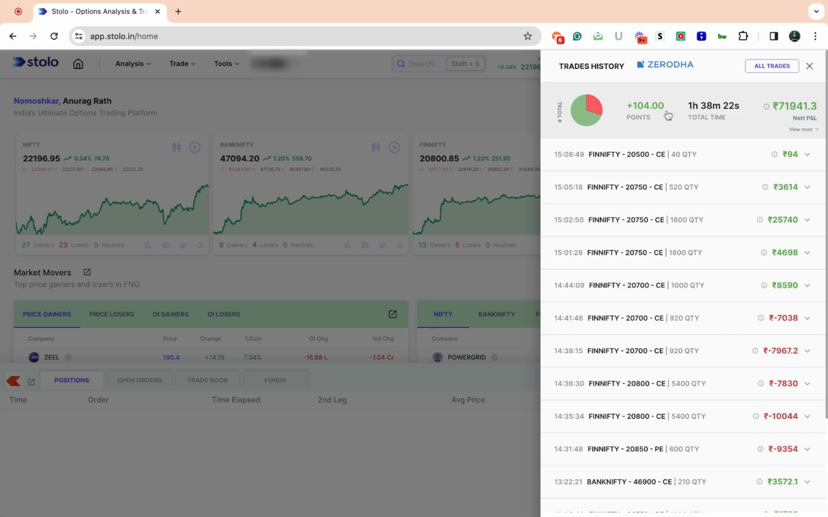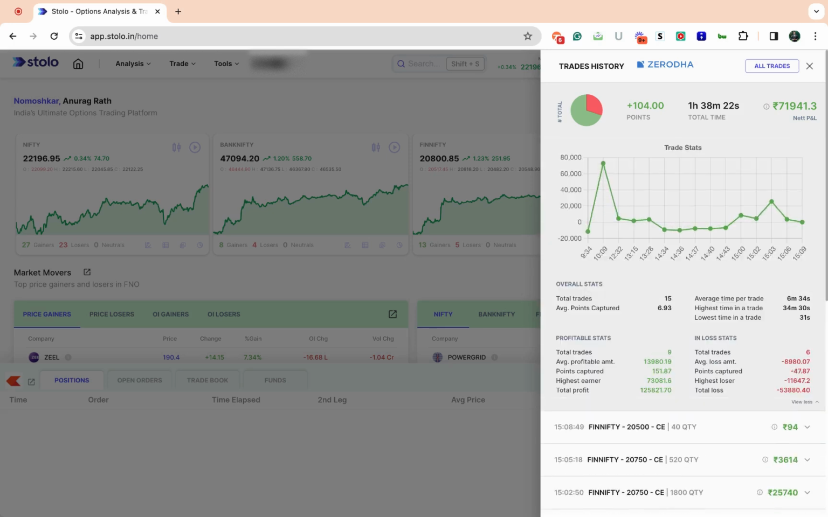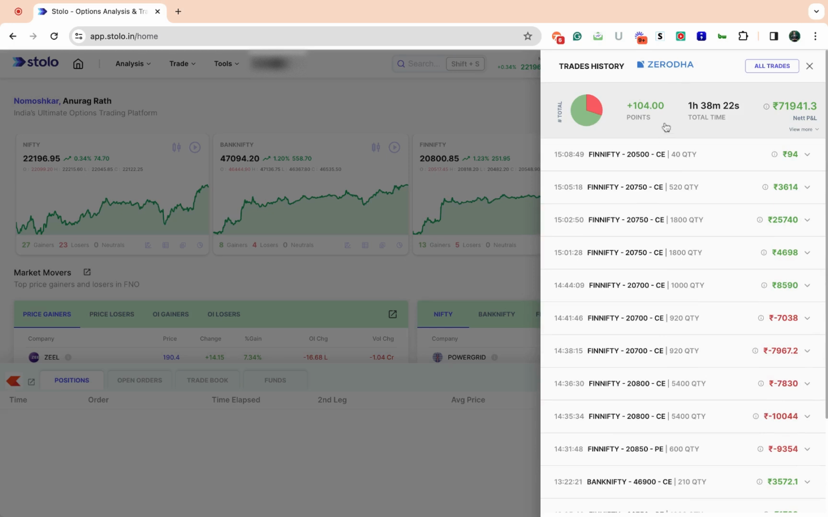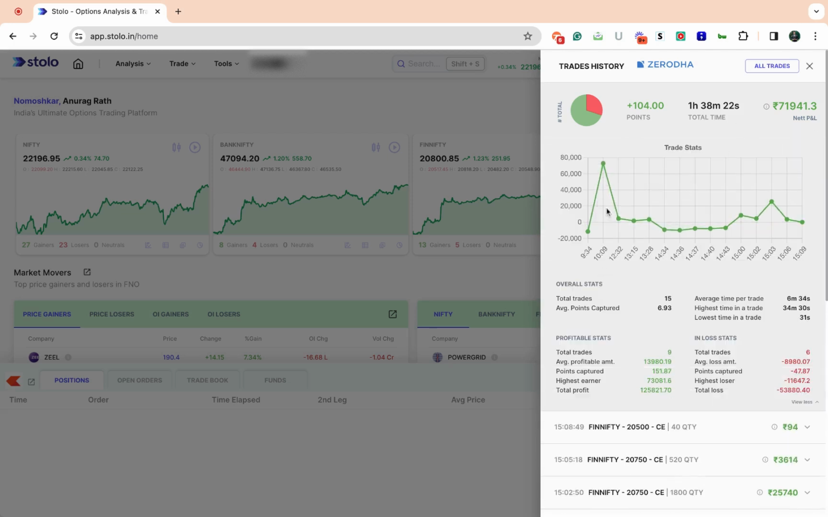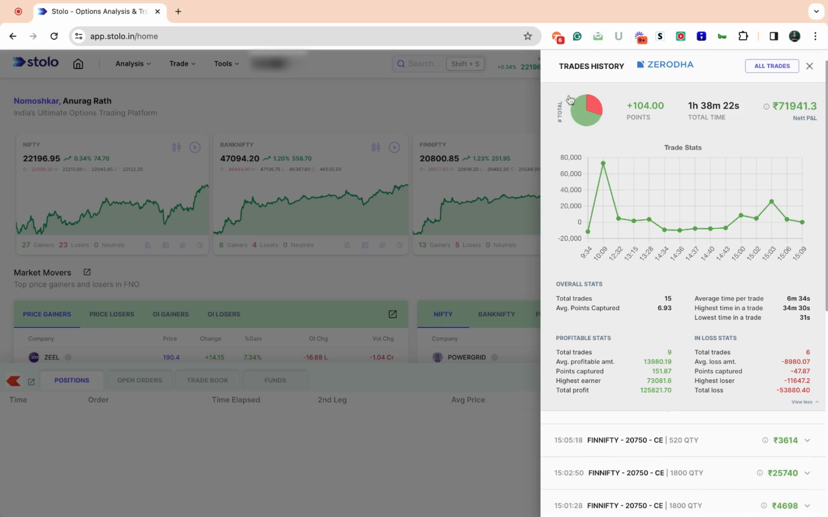Now as you can see here, this is your overall points captured, your overall time taken and your net PNL for today. If you click on that, you can see the entire statistics. Here you have captured 100 points. Your total time taken is 1 hour 38 minutes, and the PNL for the day is 71,941. You can also see a small pie graph where you can see how many were winning trades and how many were losing trades.